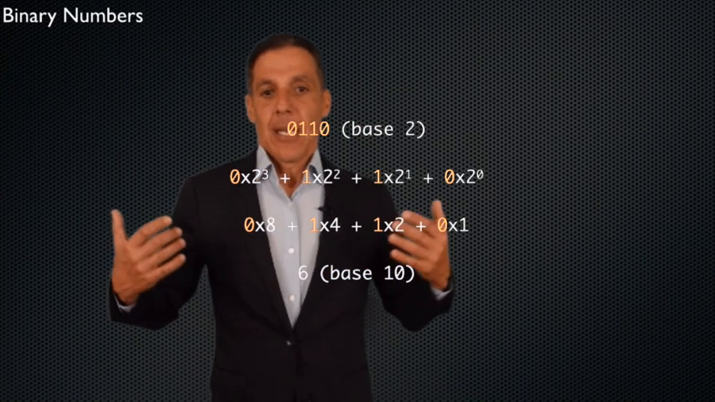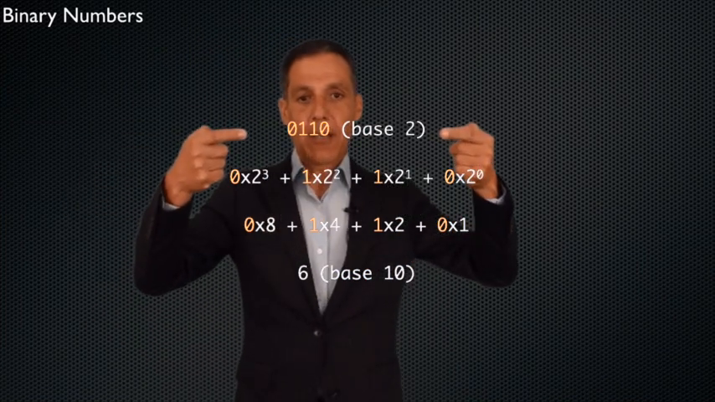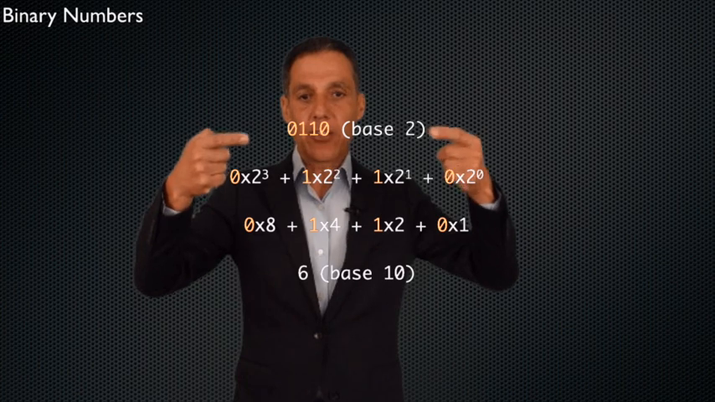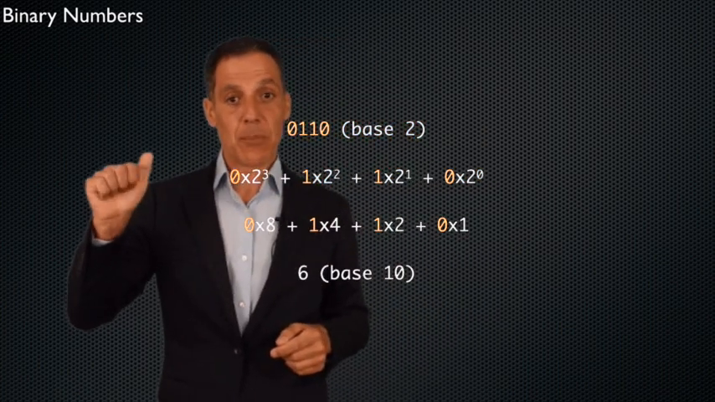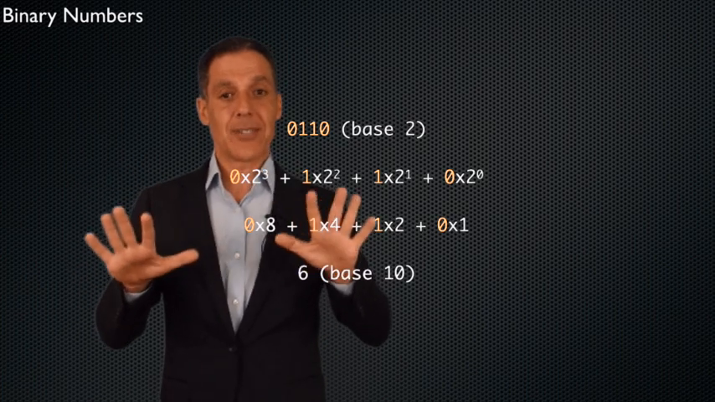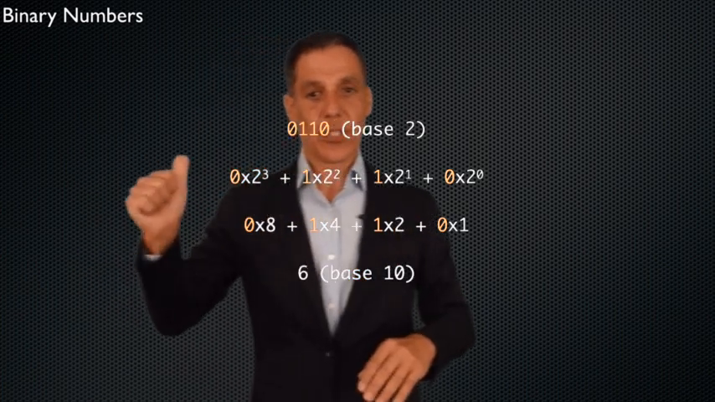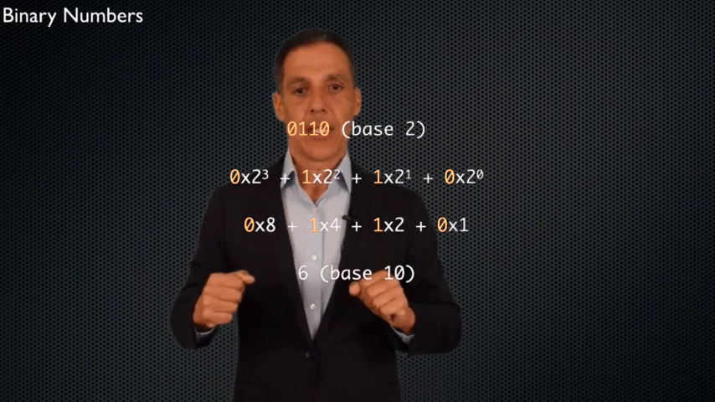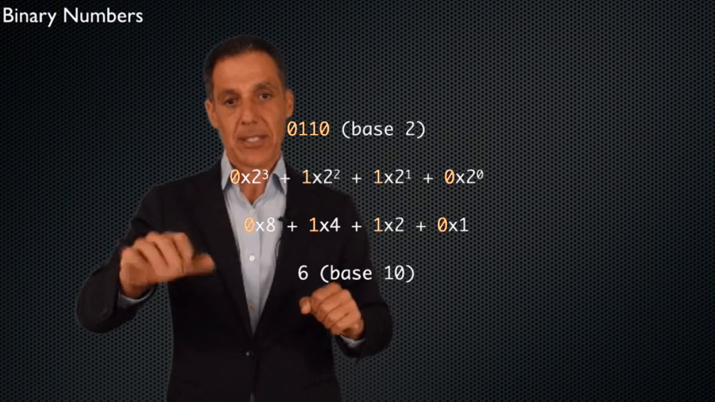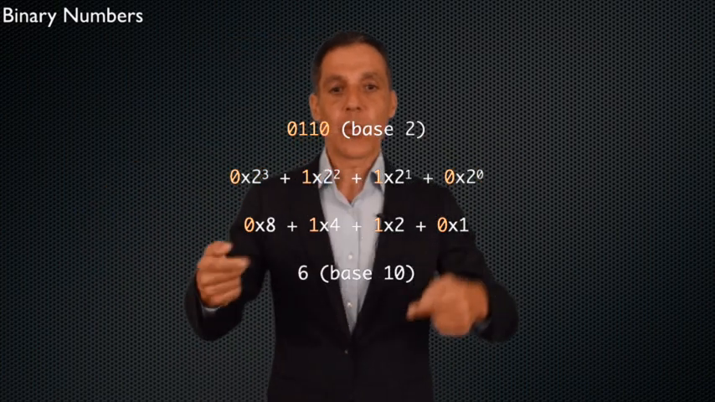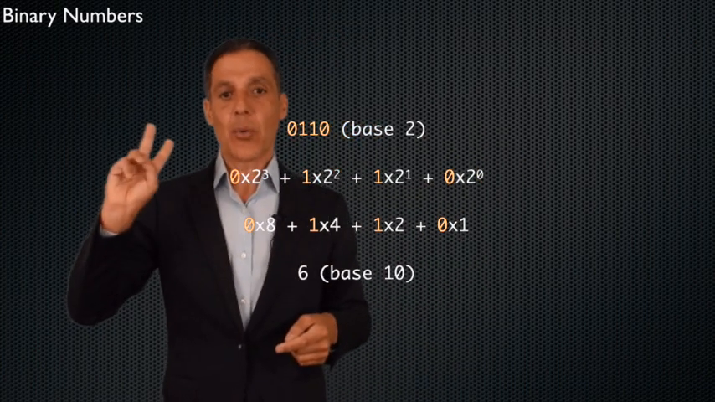Now, base 2 is a perfectly valid base as well. Notice, by the way, that numbers in base 2 only have 2 numbers, 0, 1. So numbers in base 10 have 10 numbers, 0, 1, 2, up till 9. Numbers in base 8 only have 8 numbers, 0 to 7. And numbers in base 2 only have 2 numbers, 0 and 1.